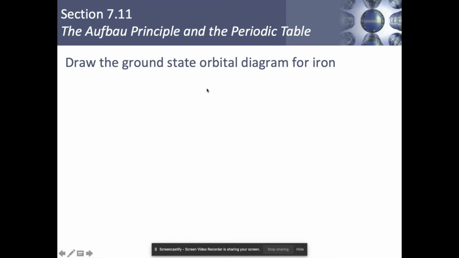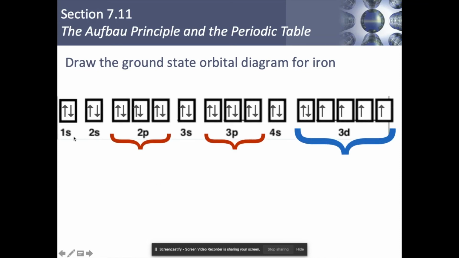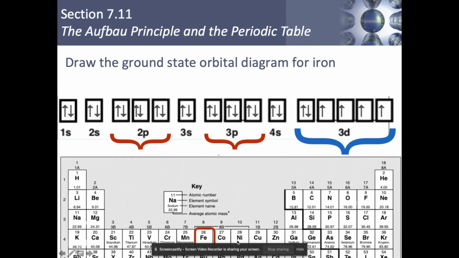We're going to draw the ground state electron configuration orbital diagram for iron. So see if you can find iron on the periodic table, figure out how many electrons it has, and draw the proper arrows in the proper boxes. Correct answer. Notice that I went all the way up to the 3d. Why? Well, iron is number 26. And so again, if I'm following my pattern, it goes 1s, 2s, 2p, 3s, 3p, 4s, 3d.